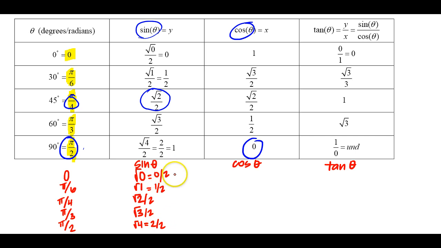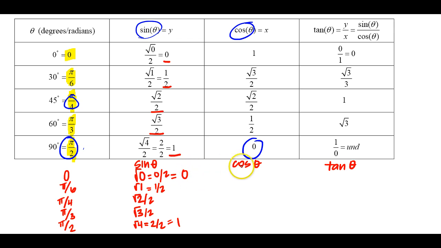So 0 over 2, that's 0. 1/2 stays 1/2. Radical 2 over 2 stays radical 2 over 2. Radical 3 over 2 stays the same. But 2 divided by 2, well, that's 1. So notice those are the same values that you see here: 0, 1/2, rad 2 over 2, rad 3 over 2, and 1. Now that may have seemed like a little bit of work, but the nice thing is that to find the other 2 columns, we don't have to do quite as much work.